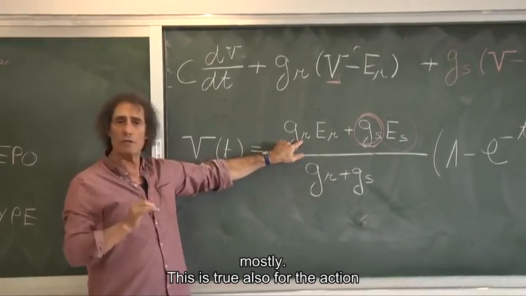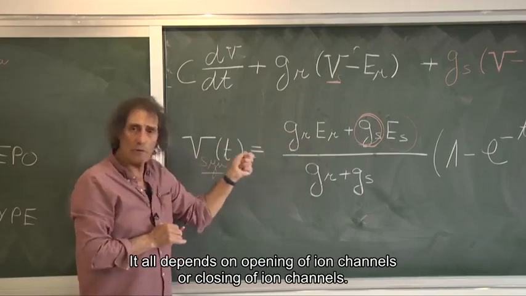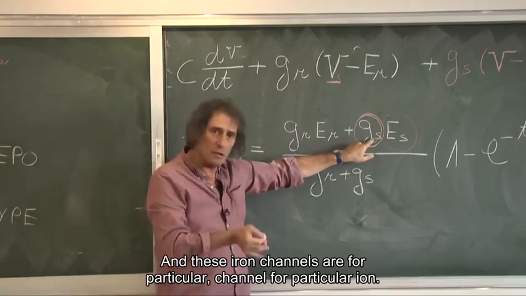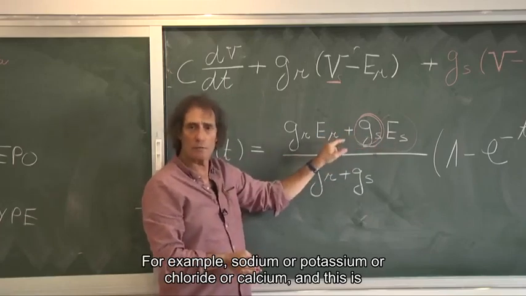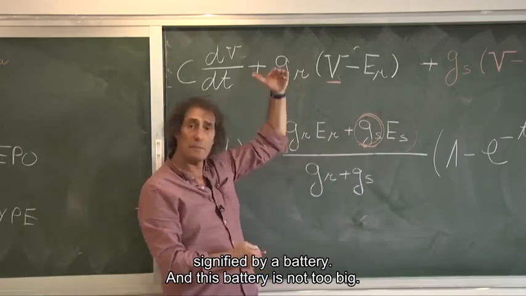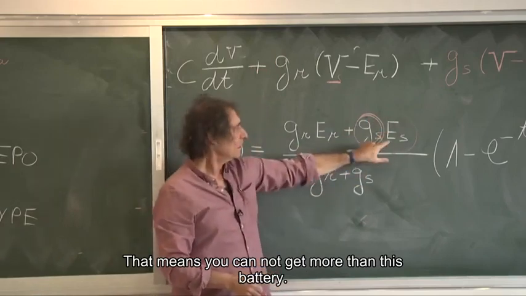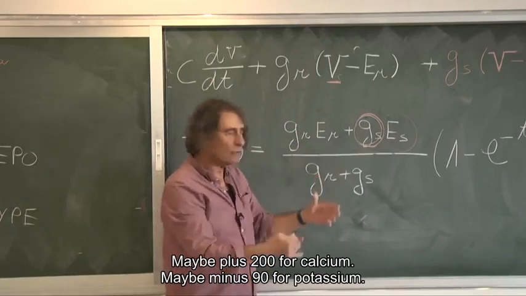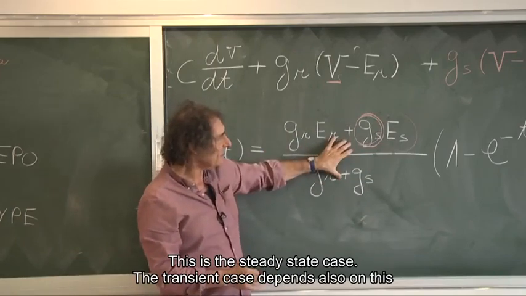This is true also for the action potential, the spike, which we will discuss next lesson. It all depends on opening of ion channels or closing of ion channels. And these ion channels are for a particular ion, for example sodium or potassium or chloride or calcium, and this is signified by a battery. And this battery is not too big. That means that you cannot get more than this battery, maybe plus 200 for calcium, maybe minus 90 for potassium, but that's your limitation. So these are the signals in the brain. This is the steady state case.